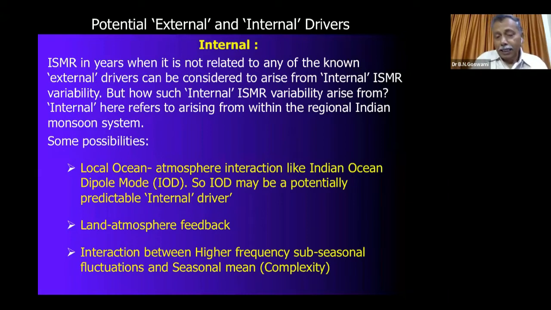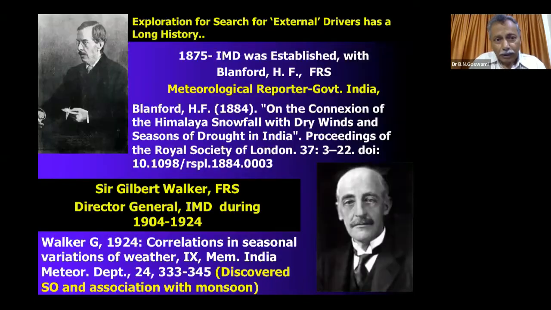So some of those which are not associated with El Nino possibly come from some of this internal variability, and we'll try to see if we can understand some of that. Of course, there is the exploration for external drivers for the monsoon.